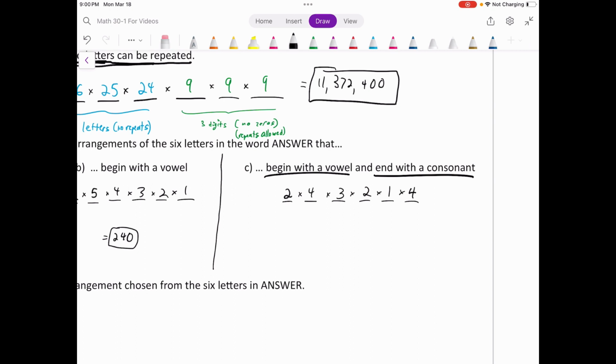Again, notice what I did there. I dealt with the restrictions first. Begin with a vowel, 2 ways to do that. End with a consonant, 4 ways to do that. And then I worry about, all right, what would be left after that? If I put a vowel here and a consonant here, how many other letters will be left now to work with, and how many ways are there to arrange those, right? Unsurprisingly, it's 4 factorial. After we put a vowel and a consonant here, we're left with 4 letters, and there's 4 factorial ways to arrange 4 letters. So that gives us 192.